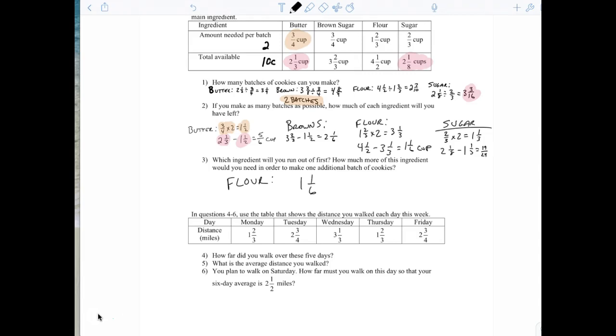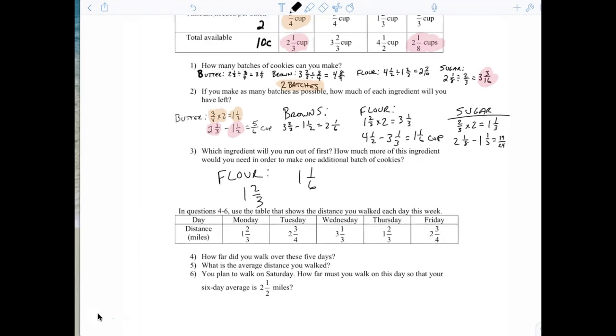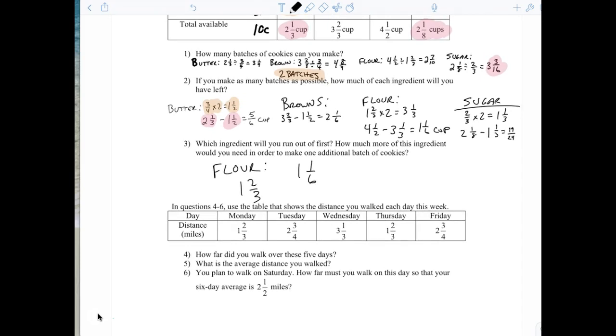In order to make a batch, I need how much flour? 1 2/3. Exactly. I need 1 2/3. So how much do I have to borrow? How would I figure out how much I have to borrow? Subtract. Yes, very nice. That's a good job right there.